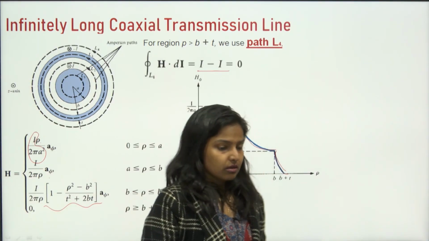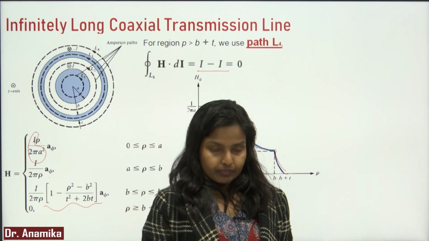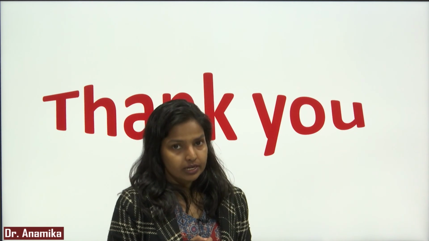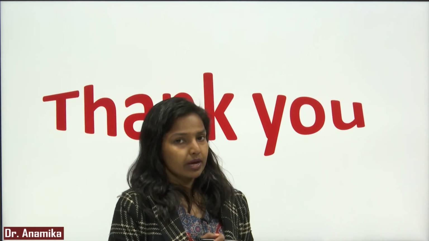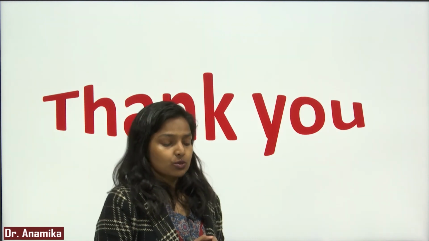So today we have seen the application of Ampere's law, that if our system is symmetrical, if the current distribution is symmetrical, then we can use Ampere's law in order to find the magnetic field intensity. And once we find the magnetic field intensity, we can use the relation B is equal to mu H, where mu is the permeability, in order to find the magnetic flux density. So it was all about the application of Ampere's law in today's lecture.